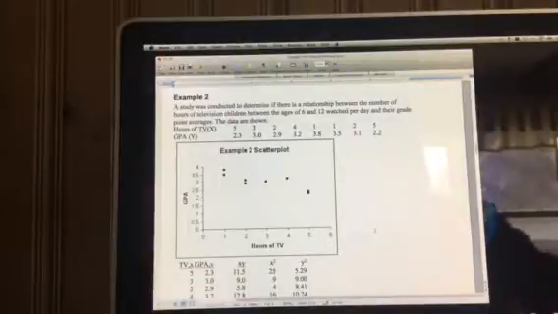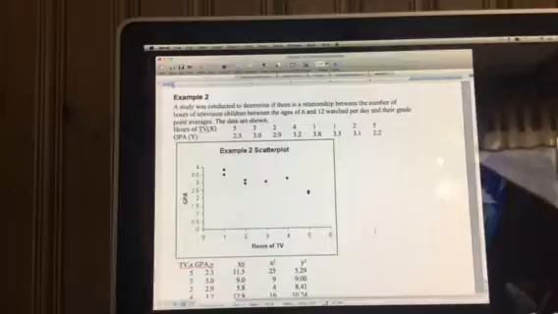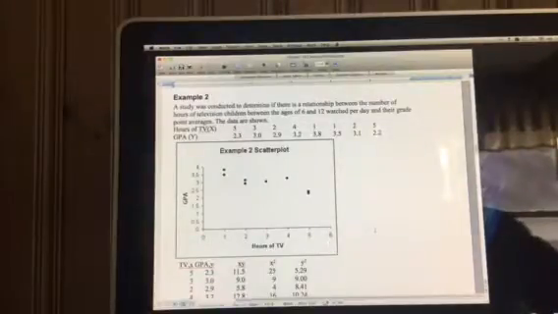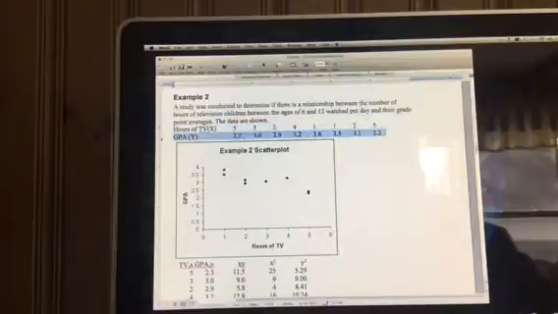This video will calculate a correlation coefficient for a simple negative relationship. All right, example 2. A study was conducted to determine if there is a relationship between the number of hours of television children between the ages of 6 and 12 watched per day and their grade point averages. The data are shown. In this case, we chose hours of TV as our independent variable and GPA as our dependent variable.